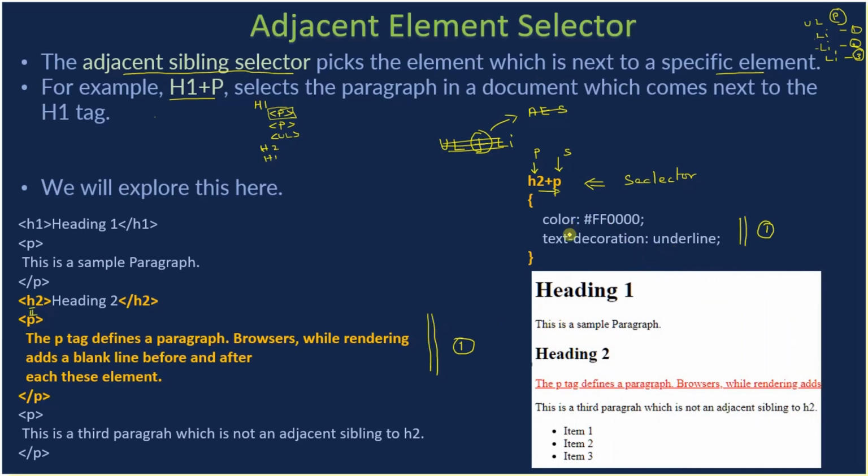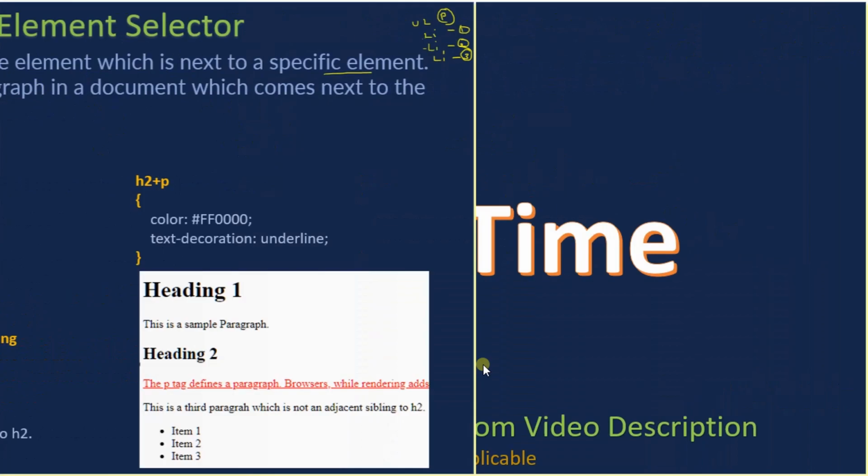The style here is color red, and we asked it to underline, and you can see how it is applied to a specific paragraph. We have two paragraphs, right? For this paragraph it is not applied, but for the first paragraph the rule is applied. Now we will go to the demo.